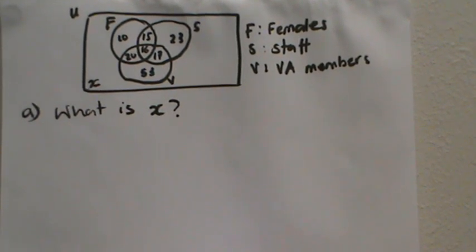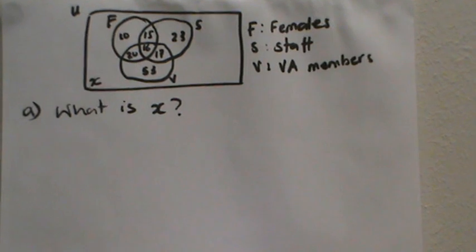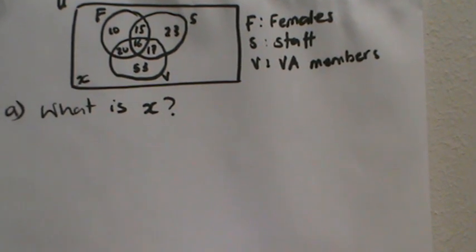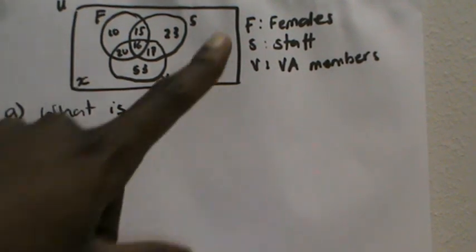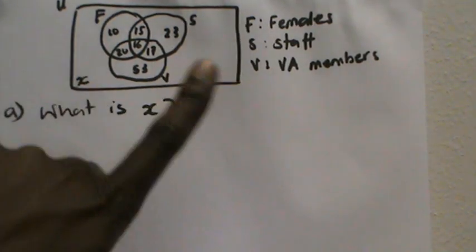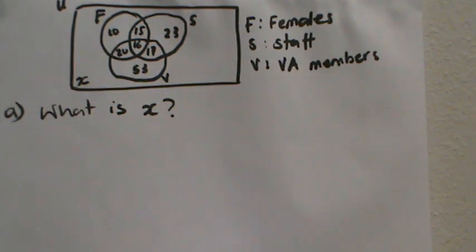Last question. Question 7. Now, this question, you are given a Venn diagram representing information that was collected by Virgin Active. They interviewed a couple of people and then they represented it in this form. So I hope you can see that. Zoom in a little bit. Okay, so F, these are the females that Virgin Active interviewed. S is the staff members, and V is the Virgin Active members.